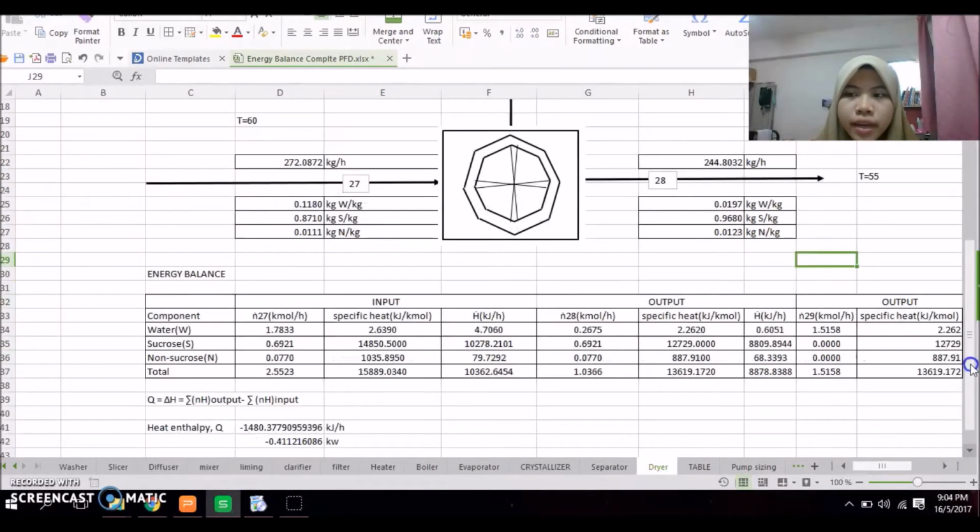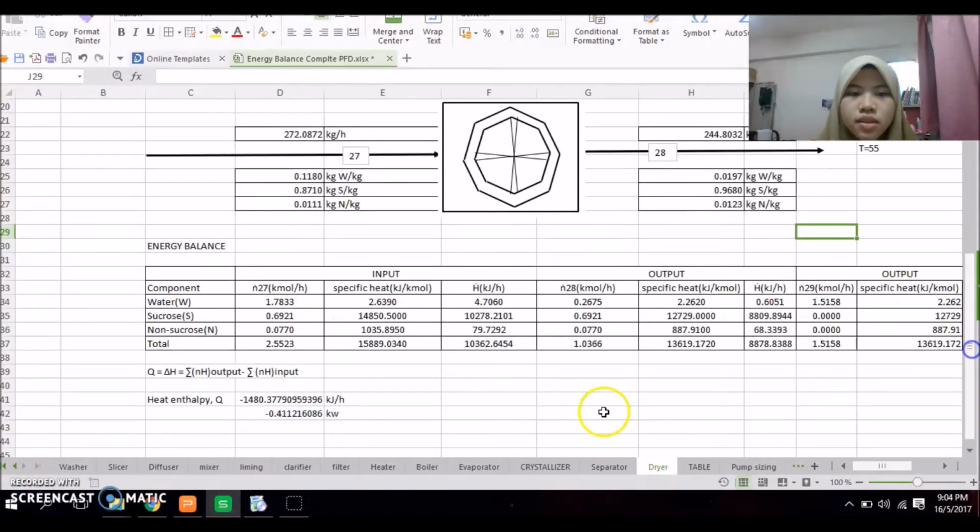So we do the energy balance based on the temperature, because we assume that the input and output pressure is the same. We assume EK, EP and WS equal 0. So we get Q equals delta H, which is the summation of nH output minus the summation of nH input. We calculated Q equals negative 0.411216086 kilowatt. So this is our heat enthalpy, and this is our energy.